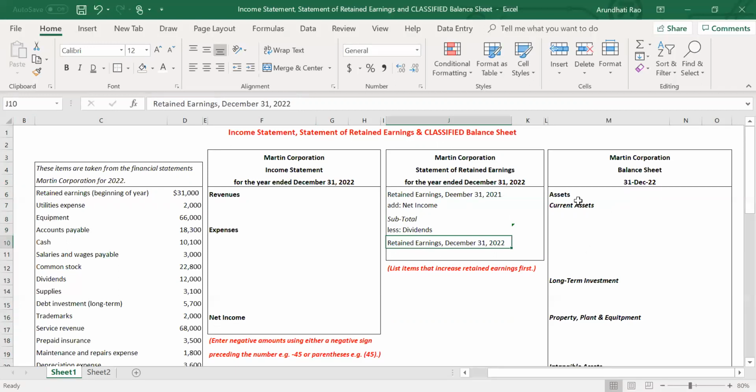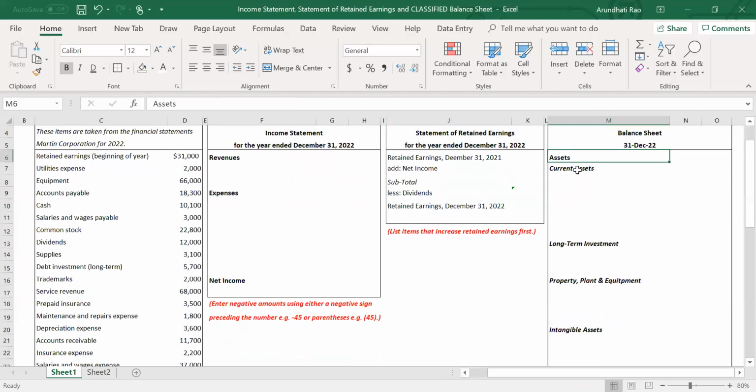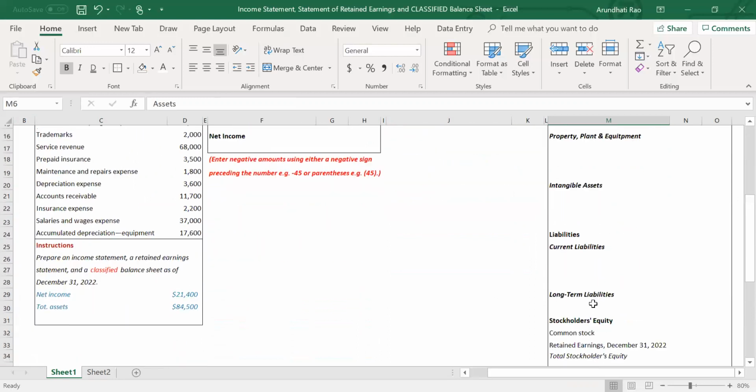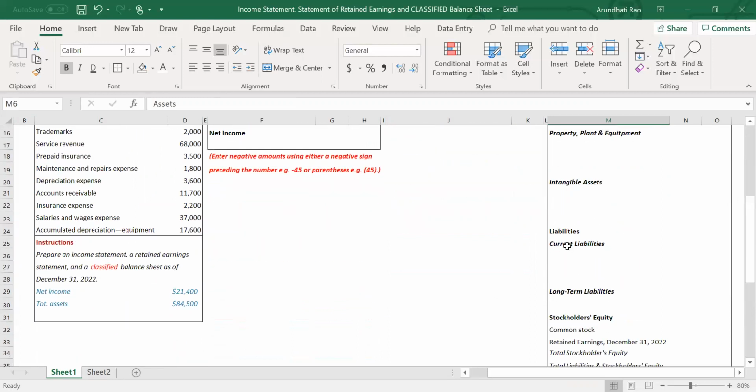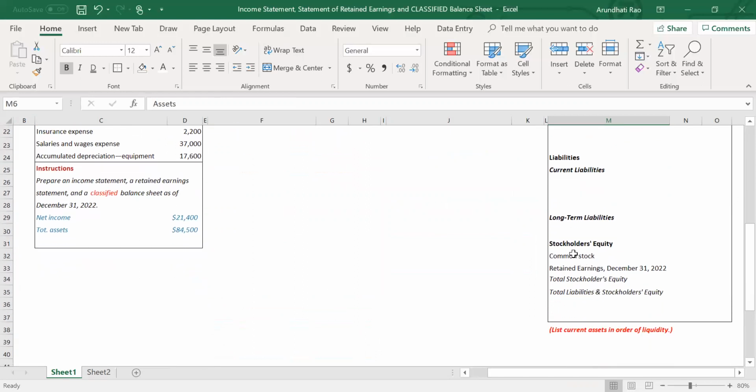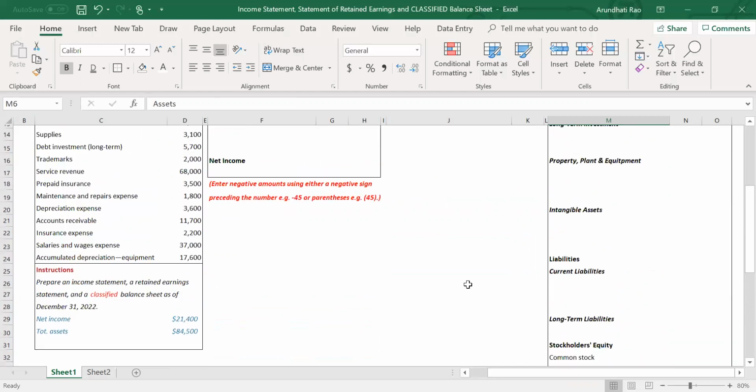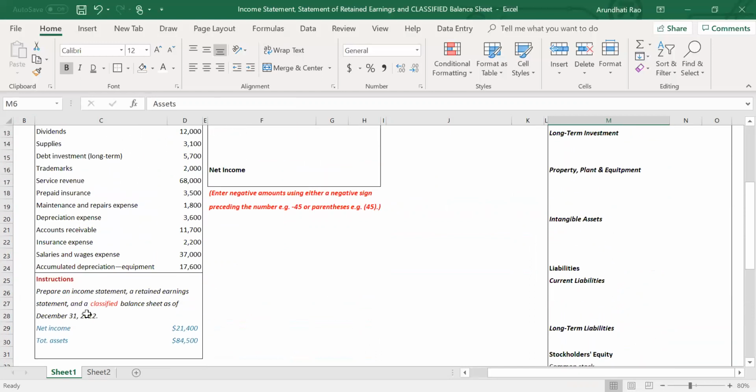In the balance sheet, I have assets. Now I have my assets classified as current, long-term investment, property, plant and equipment, and intangibles. Liabilities will be current liability, long-term liabilities. Stockholders equity is always common stock and retained earnings. That part doesn't change. Now, we've been asked to prepare a classified balance sheet, so I've highlighted that in red.